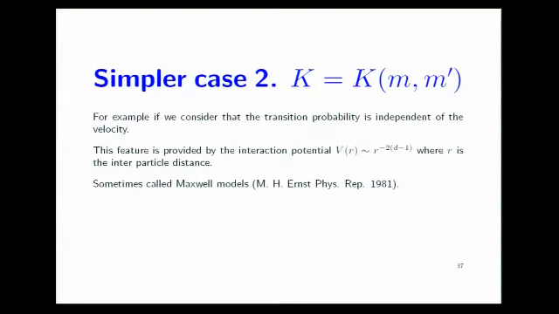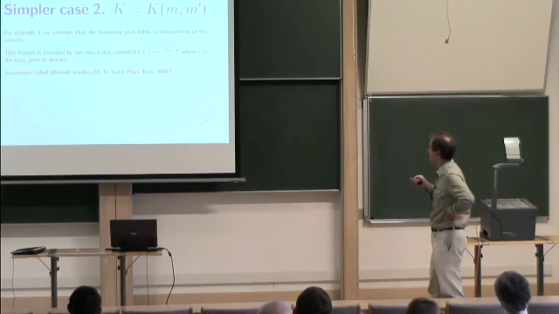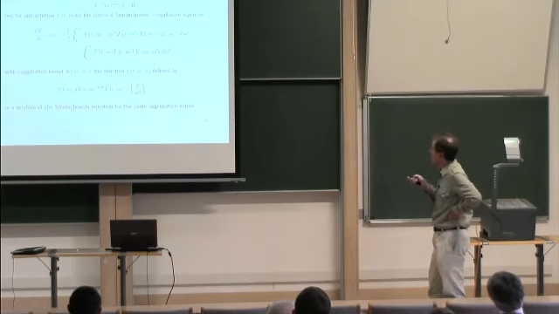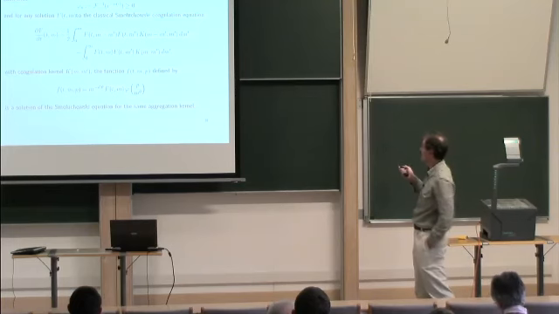You can also consider the case where the kernel only depends on the masses. So it does not depend on the momentum, just on the masses. That's something sometimes called Maxwell models, because that approximation was done in the Boltzmann equation by Boltzmann, and corresponds, for example, to a potential of that power. Now, what we obtain in that case is the following.